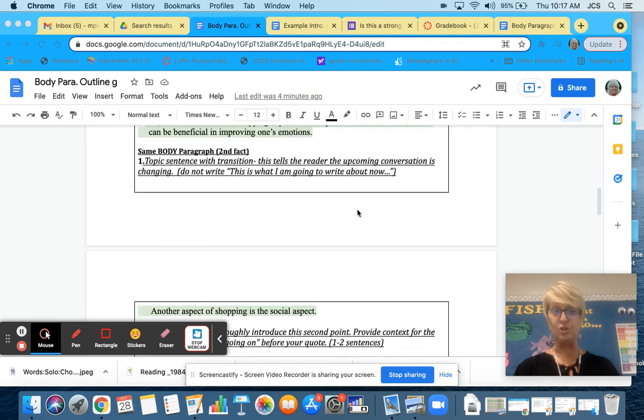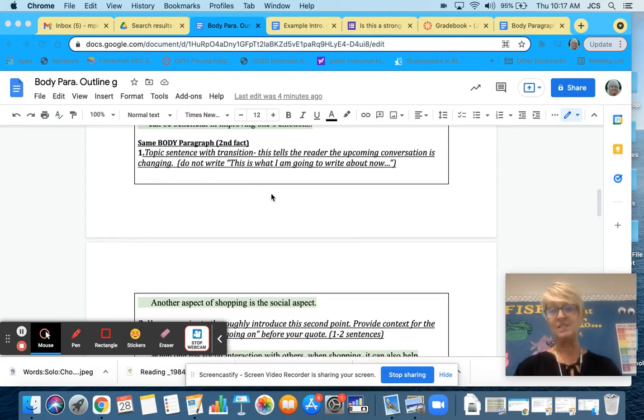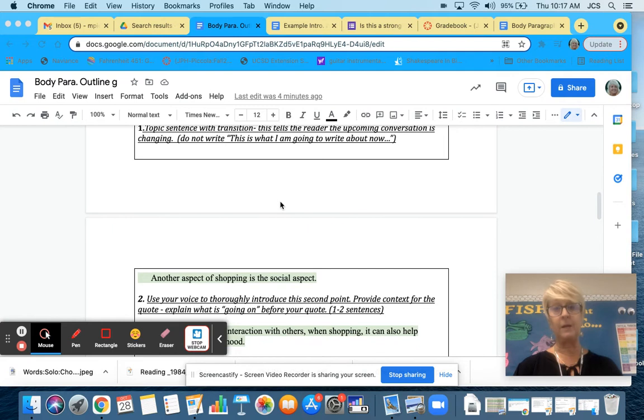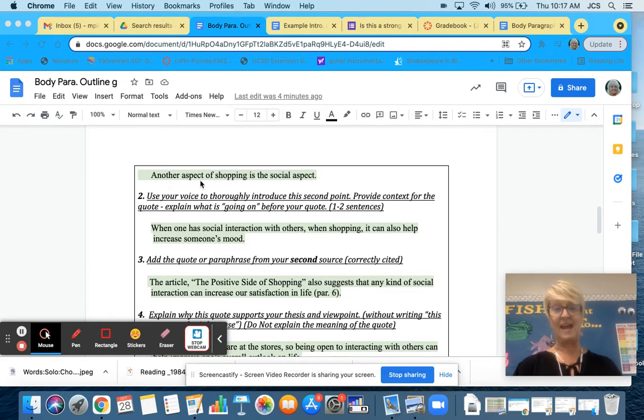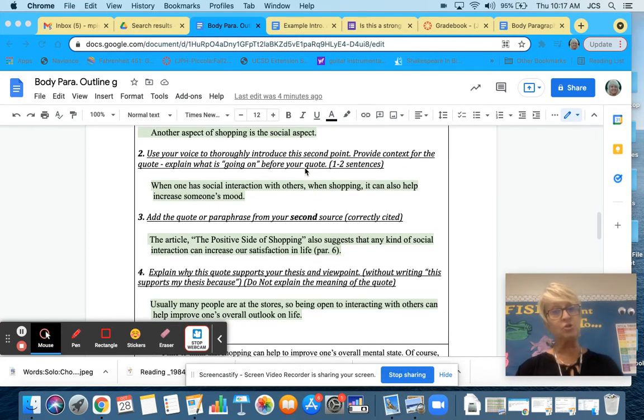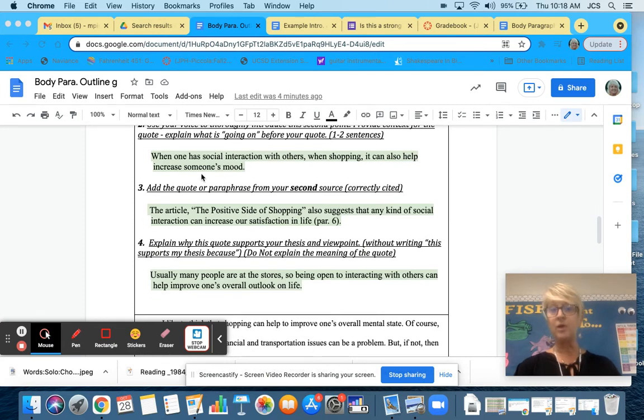Now I'm going to introduce a second fact, which is what you will need to do for your body paragraph. I'm going to enter a transition sentence with a topic. And then my next transition statement is, another aspect of shopping is the social aspect. Now I'm going to introduce the context, what's going on. When one has social interaction with others when shopping, it can also help increase someone's mood. So I'm now going to prove that statement.